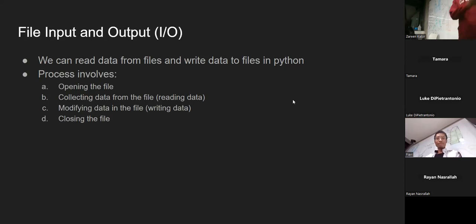So to start, we have file input and output. We can read data from files and also write data to files in Python, as you probably know. The process involves opening the file, then collecting the data, then modifying the data in some way, and then closing the file at the end. You gotta make sure you do that.